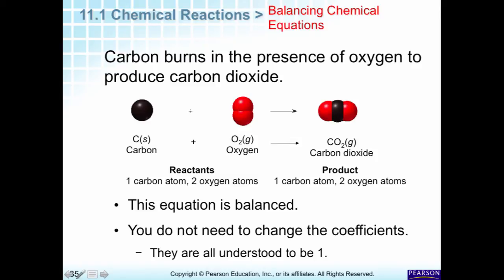So we start out with one carbon, oxygen is diatomic, and we get carbon dioxide. Everything is balanced because we've got one carbon on this side and one on this side, and two oxygens on this side and two oxygens on this side. You don't have to change anything. This is balanced.